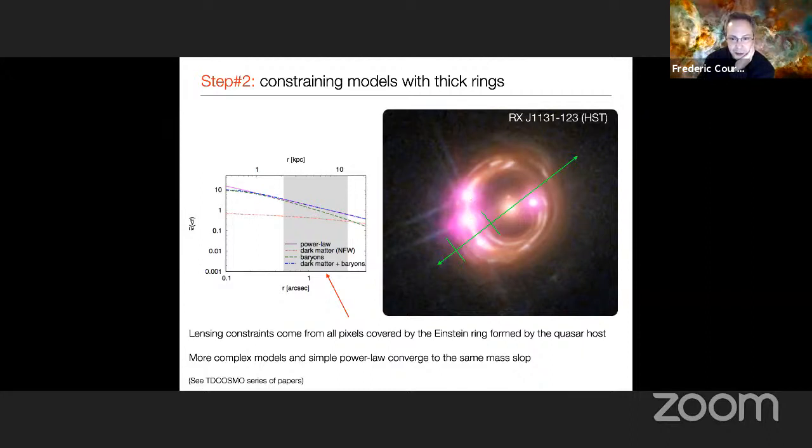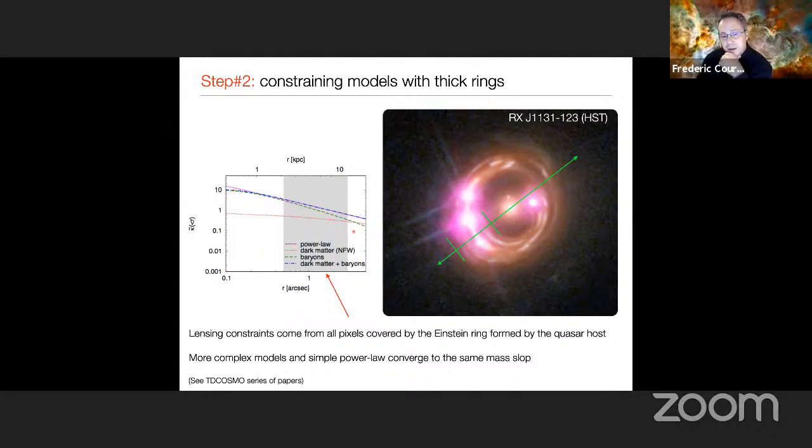You, of course, model the lens, and you can use different things: elliptical power laws or elliptical Navarro-Frenk-White plus baryons. So we do the two things. That's the area, so that's a cut across the lens. And that's the surface mass density of the lens. For the power law, that's the pink line.